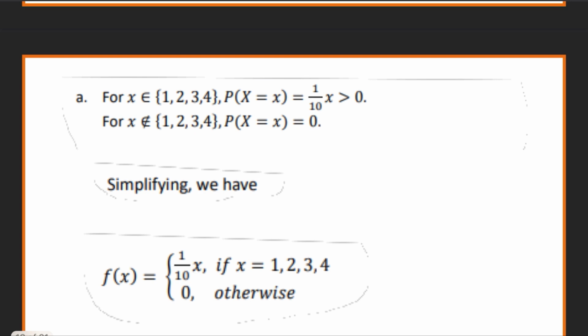for x an element of 1, 2, 3, 4, the probability of X equal to x is equal now to 1 over 10 x greater than 0, since k is equal to 1 over 10. And for x not an element of 1, 2, 3, 4, the probability of X equal to x is equal to 0. Simplifying, we have the PMF or f(x) is equal now to 1 over 10 x if x is equal to 1, 2, 3, and 4 and equal to 0 otherwise.